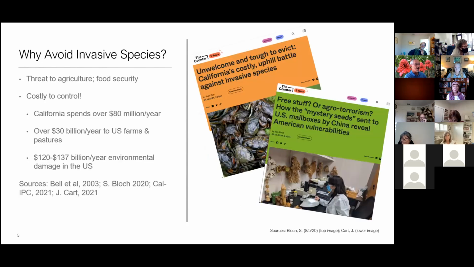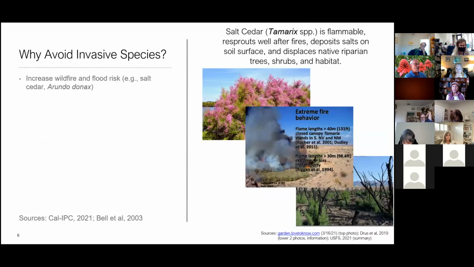So for agriculture, we're spending over $80 million a year. I frankly think that number is probably low for controlling just invasive species problems on farmland. Similarly, over 30 billion a year nationwide, and over 100 billion a year is considered the environmental damage from invasive species. As an example, here's tamarisk.